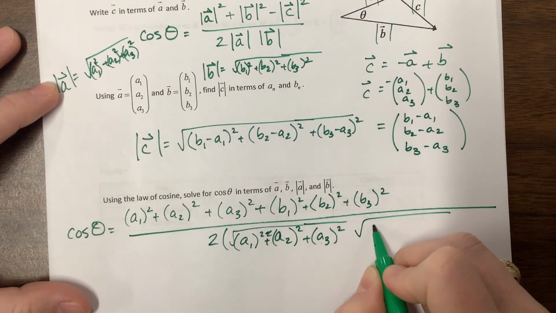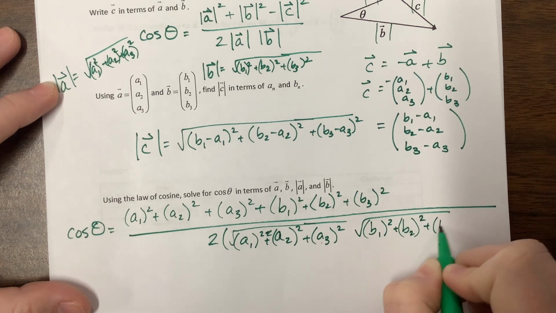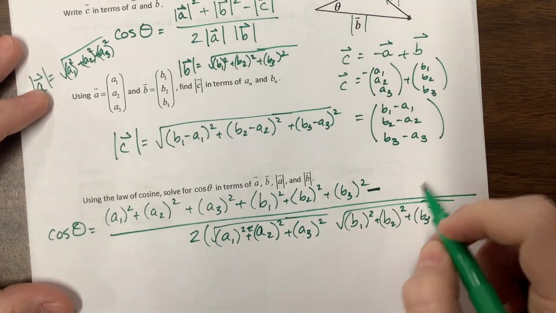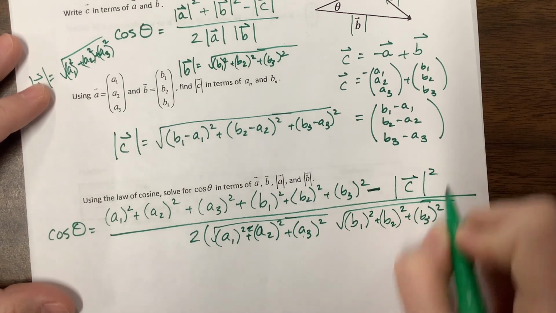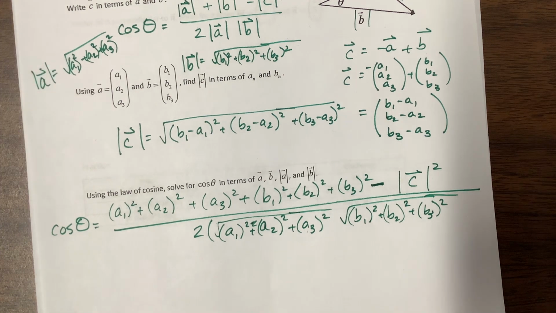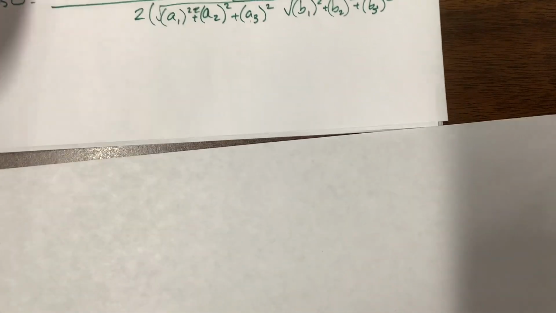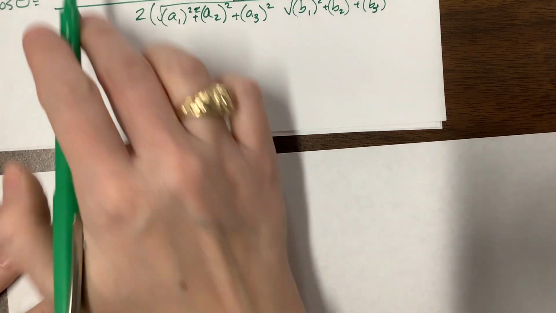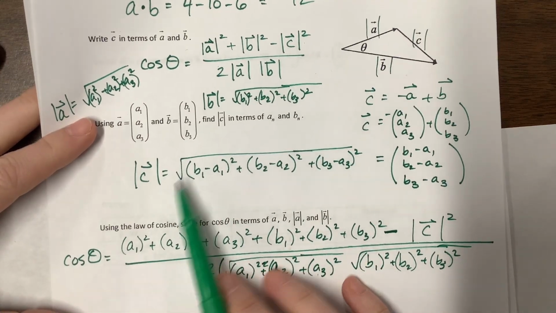And then times the square root of b1 squared plus b2 squared plus b3 squared. Minus, okay, so we need to do the magnitude of c squared. It needs to fit into that spot. Let me get more paper, and I'm going to turn it the other direction. Think of this as scratch work. The magnitude of c needs to get squared, so that'll cancel out that square root.